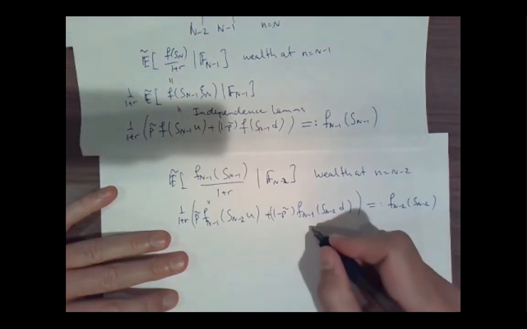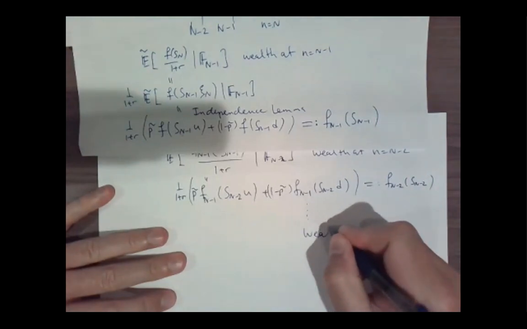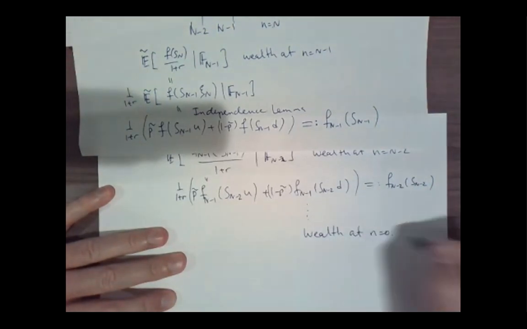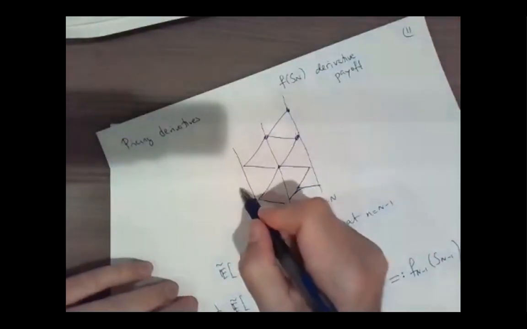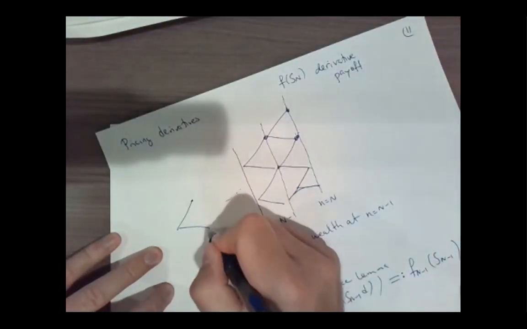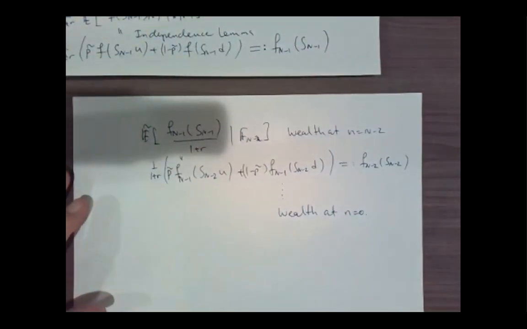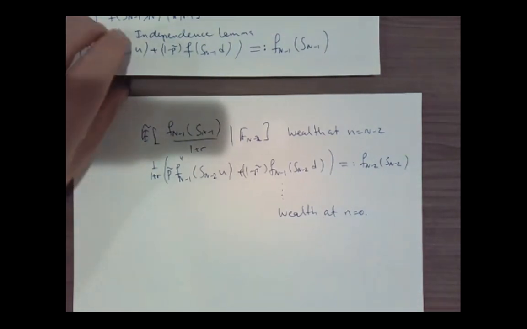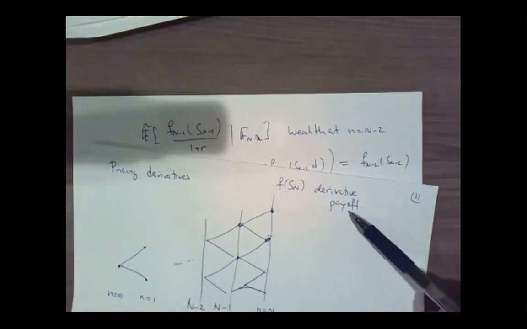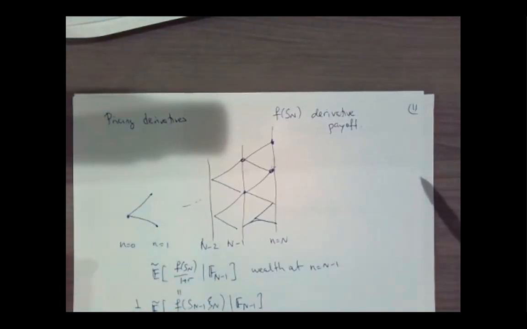And so you keep doing this until you ultimately get the wealth at time 0. This is just when you move all the way out. There are going to be these two branches. So this here gives you a guess for ultimately what the wealth is at time 0. And now the question is, if I start out with this amount of money, can I find a way to invest in the stock such that when I follow that investment strategy all the way to the end, I'm going to get exactly the derivative payoff as my wealth at time capital N.